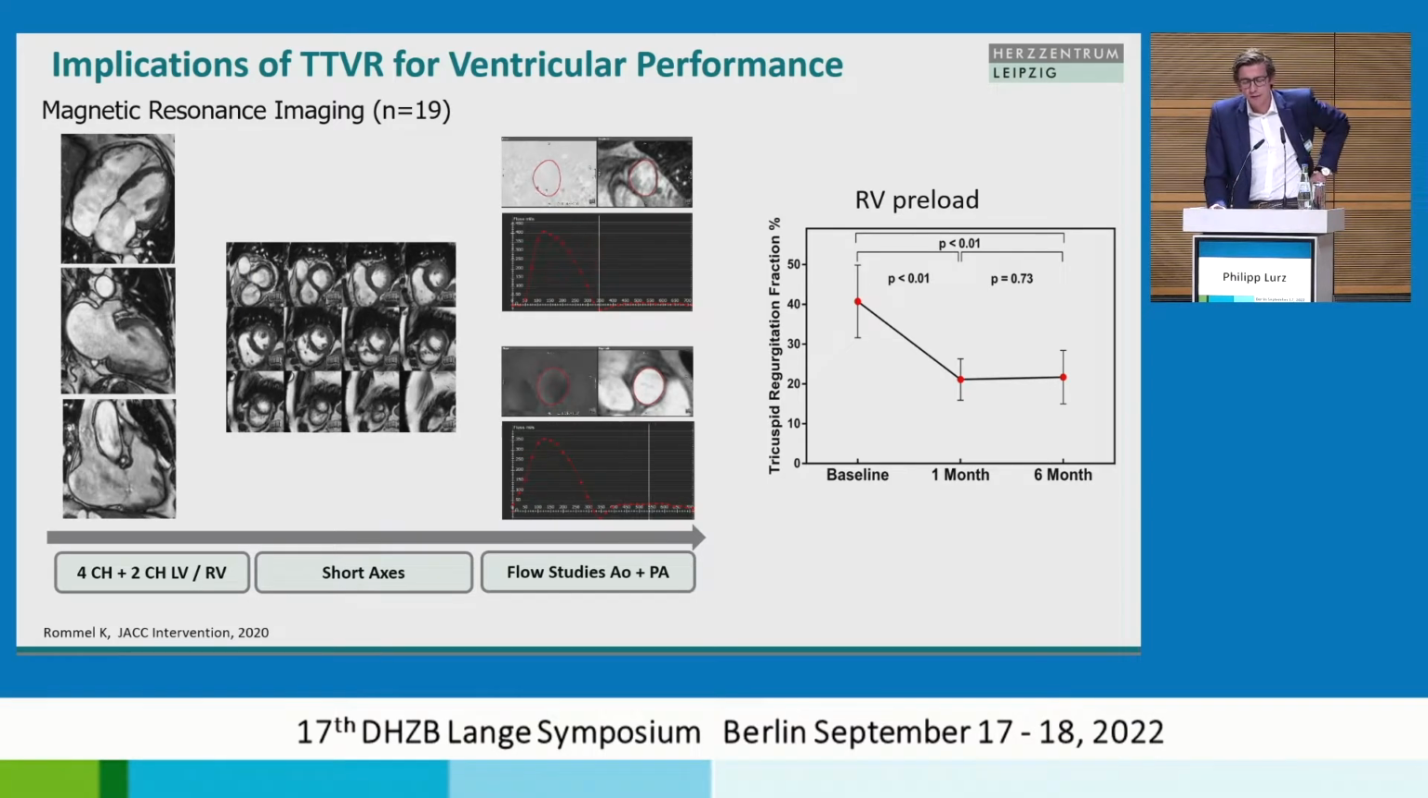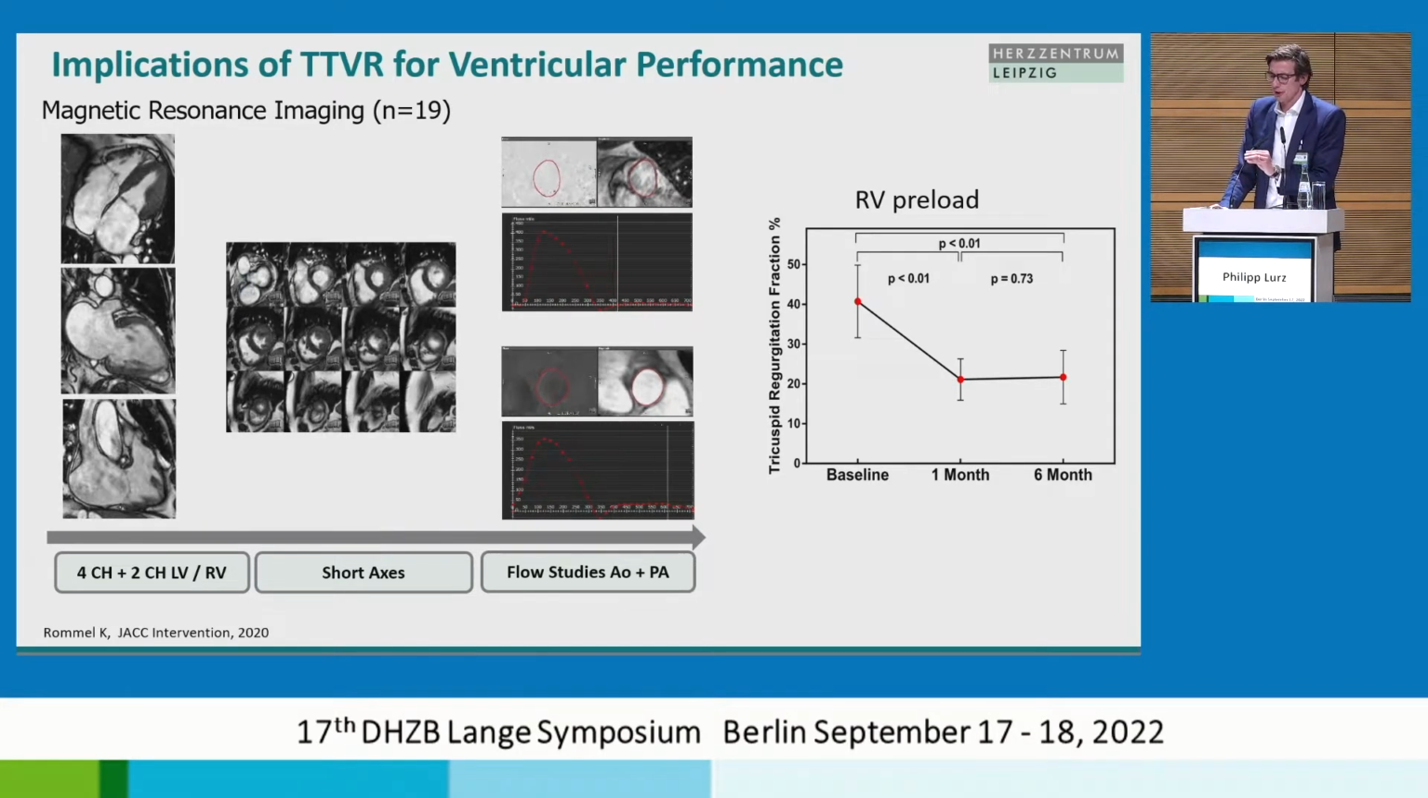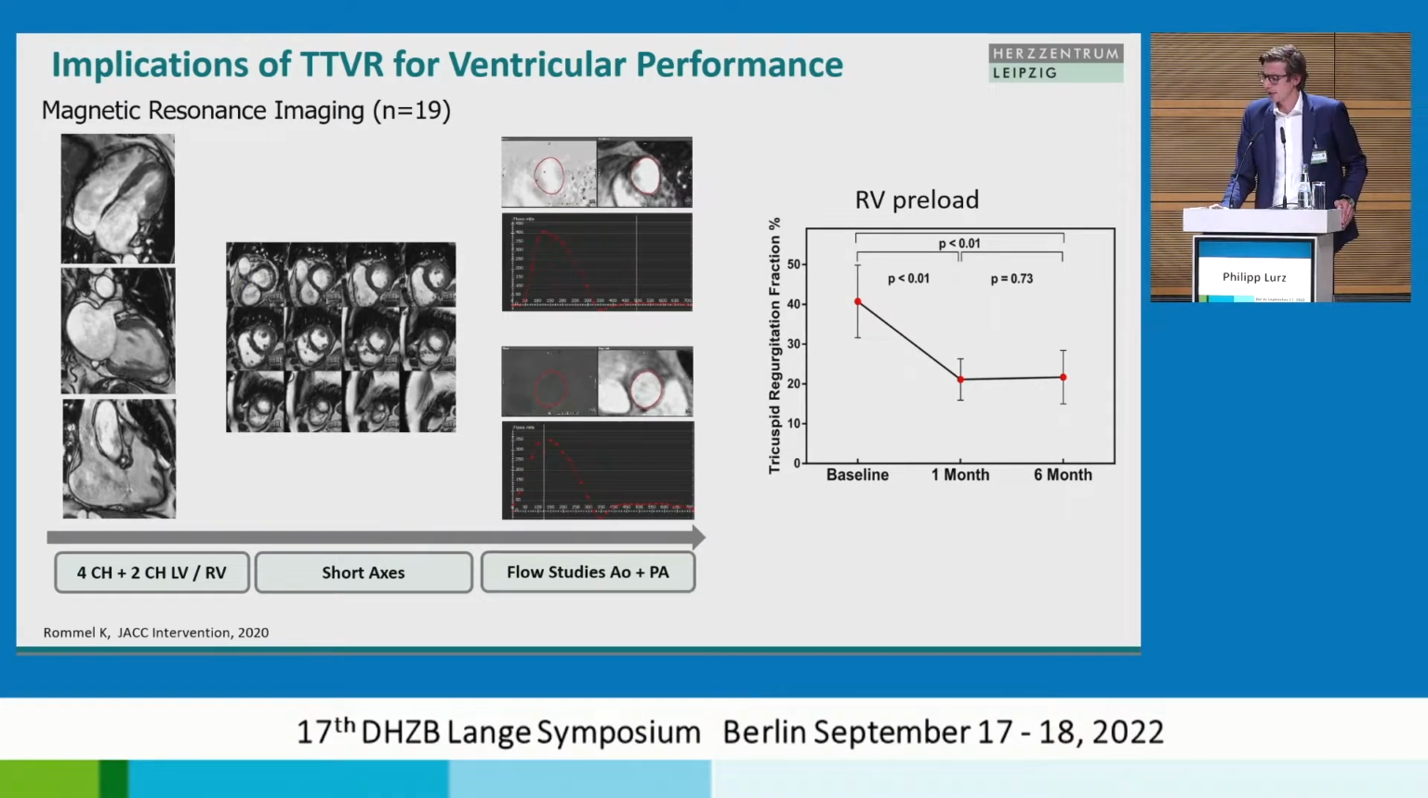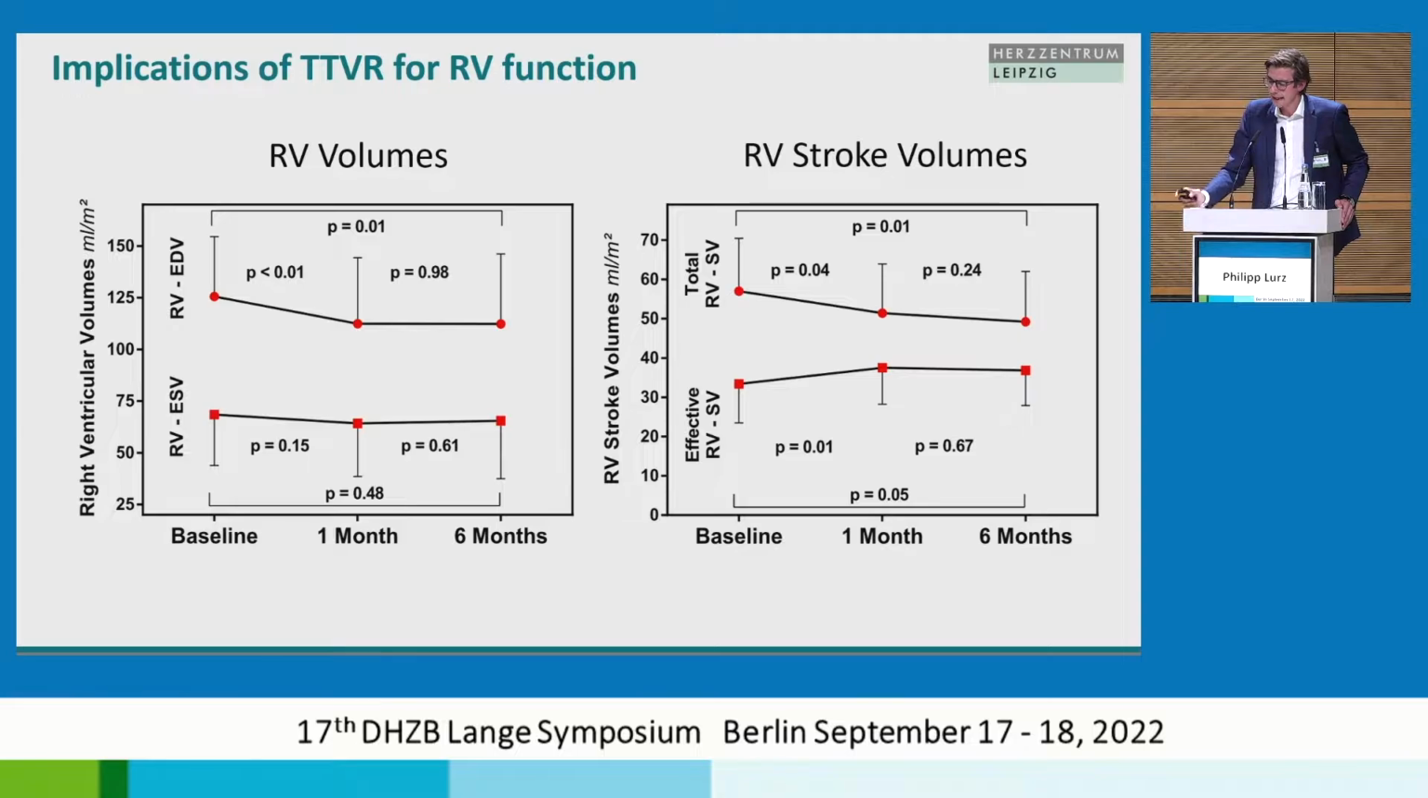Now, let's first look at what the procedure does. What are the pathophysiological implications, using MR? Small numbers, but it's more about the concept. When we look at tricuspid regurgitation fraction, as expected, we reduce that, we have less regurgitation, and that causes a reduction in right ventricular preload. As a consequence, we see that the right ventricular end diastolic volume gets smaller. We see no change in right ventricular end systolic volume.